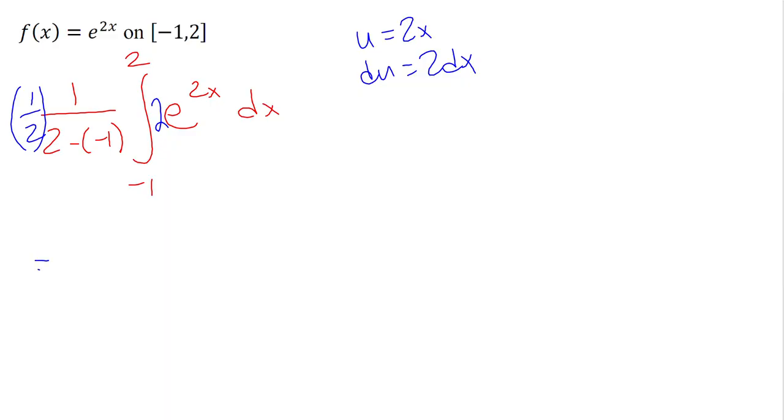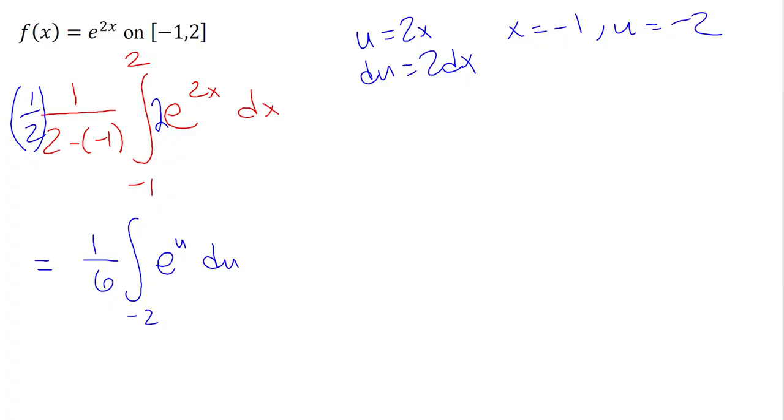So that means my integral should now become, well, 2 minus negative 1 is 3. So we end up with a 1/6 out in front when we do the 1/2 times the 1/3. And then it's an integral of e to the u du. And, well, when x is negative 1, u should be negative 2, so we'll change that to a negative 2. Okay? And when x is 2, u should be 4, so we'll change that to a 4.